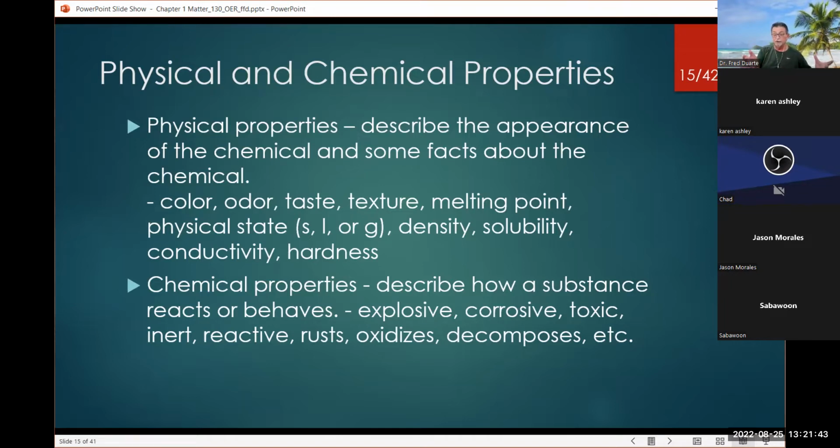Pure 100% gold is inert. It's a chemical property of pure gold. It's totally inert and very unreactive. Yes, it can react, but it requires very vigorous conditions. More on that. Rust, does it rust? A lot of metals rust over exposure, and that's a chemical property of it. And it oxidizes and or decomposes.